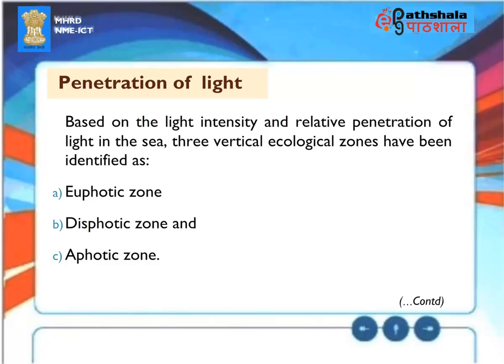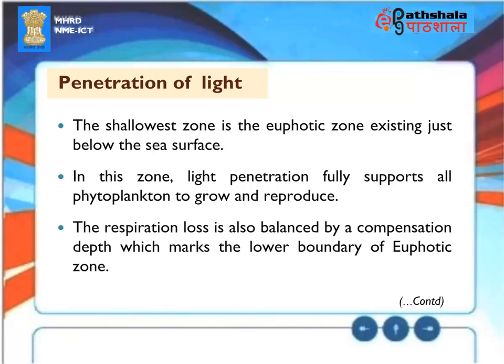Penetration of light. Based on the light intensity and relative penetration of light in the sea, 3 vertical ecological zones have been identified as euphotic zone, dysphotic zone, and aphotic zone. The shallowest zone is the euphotic zone, existing just below the sea surface. In this zone, light penetration fully supports all phytoplanktons to grow and reproduce. The respiration loss is also balanced by a compensation depth which marks the lower boundary of euphotic zone.